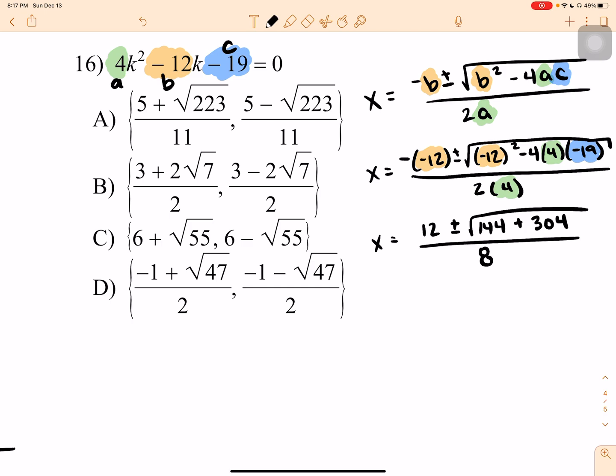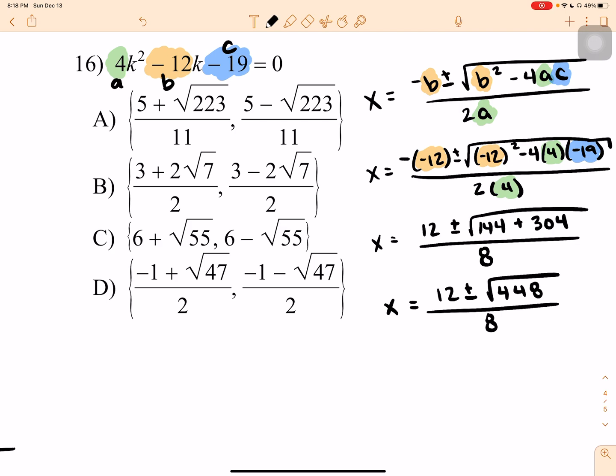So 304 plus 144 is 448. So x equals 12 plus or minus the square root of 448 all over 8. If you try to take the square root of 448 in your calculator, you're going to get 21.1660149 and so on. It's a long decimal. So what you want to see is, are there any perfect square factors?